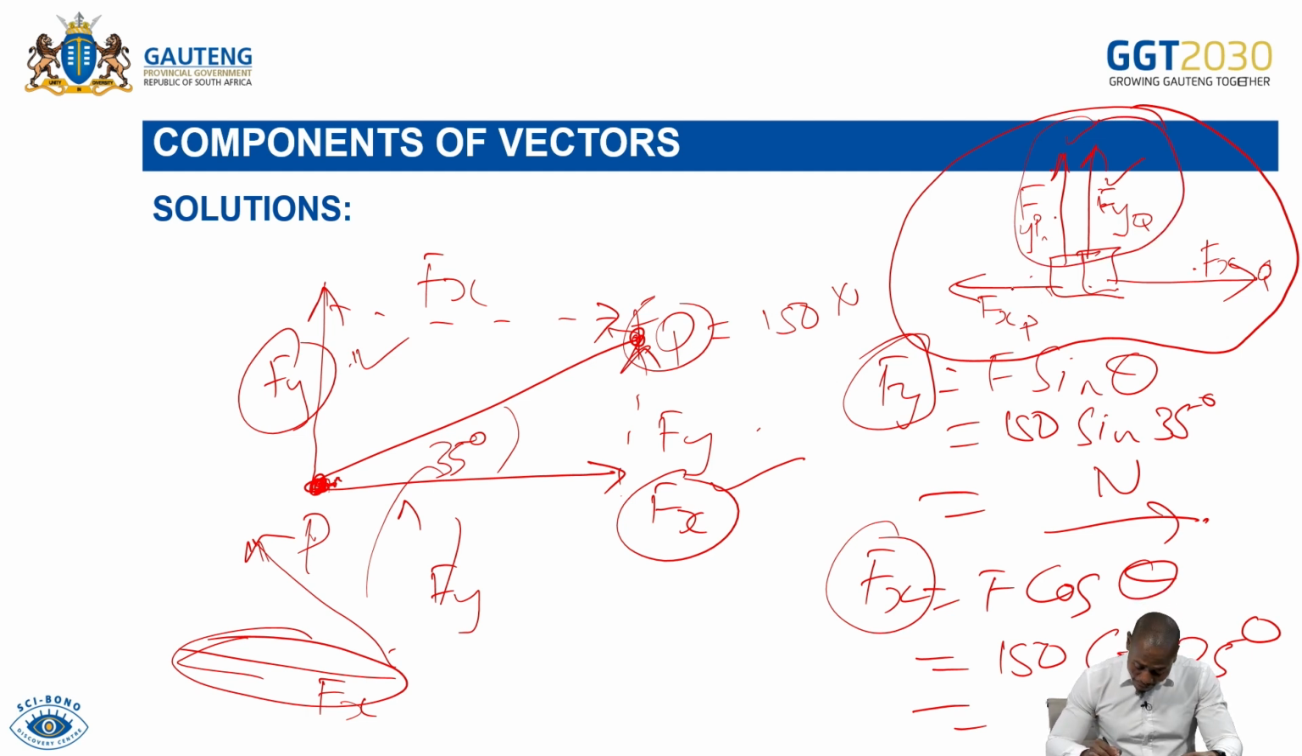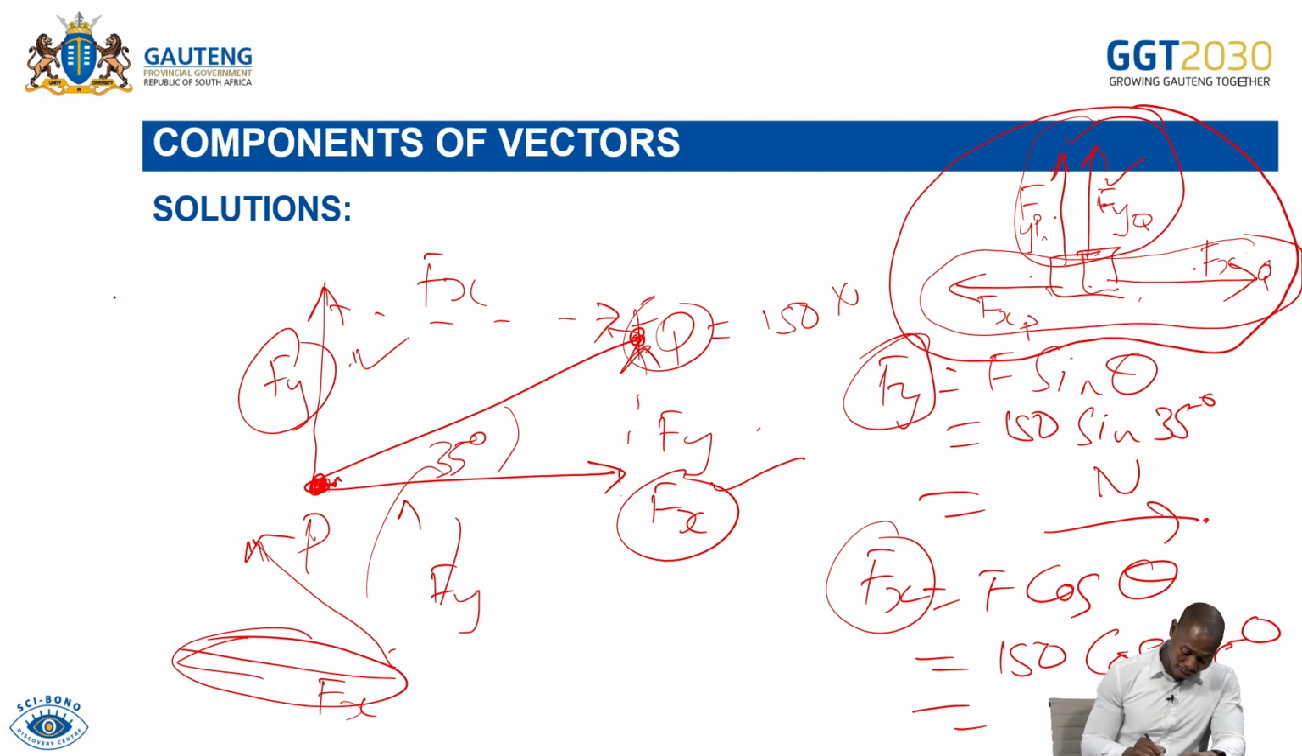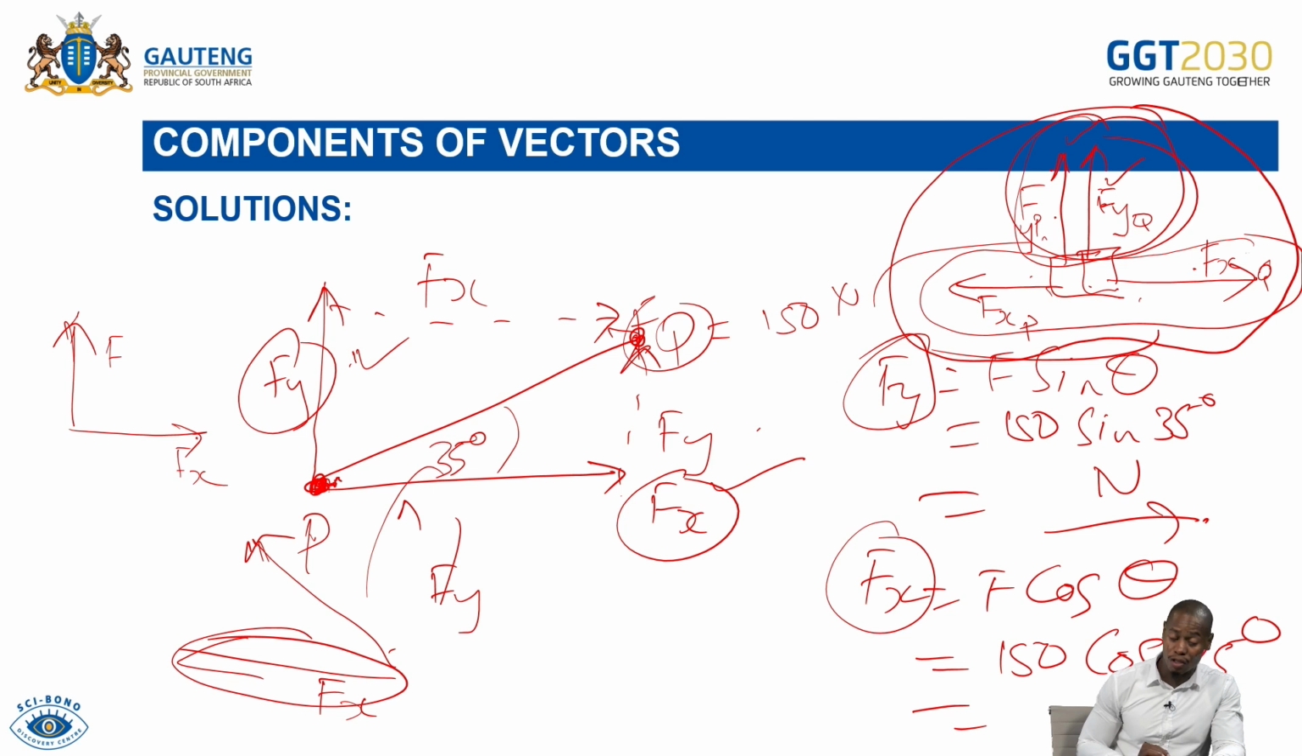You can see your Fxp and your Fxq. They are also collinear, right? They are acting along a straight line. You can find their resultant. At the end, we are going to have something like this: you have your Fy for these two, and then maybe you'll have your Fx for these two. So you're left with only two components.